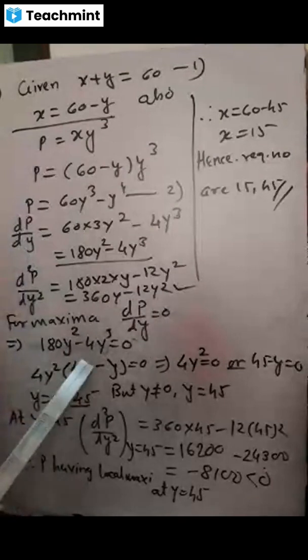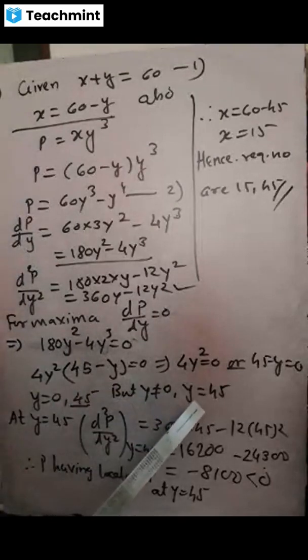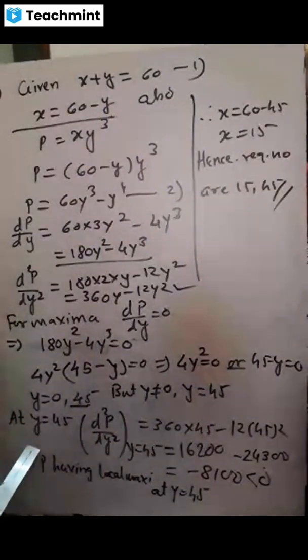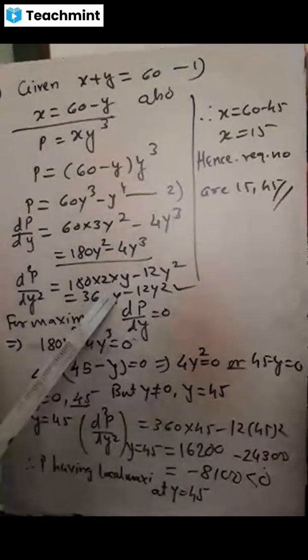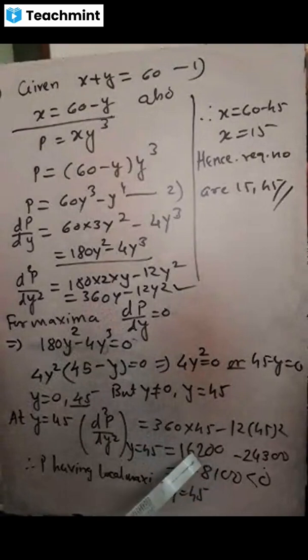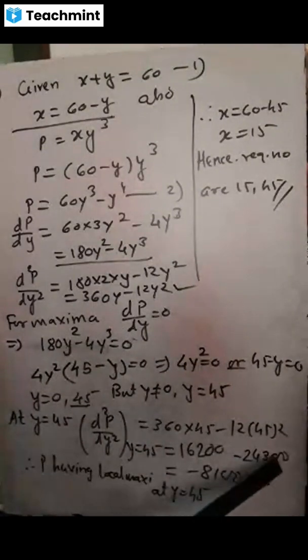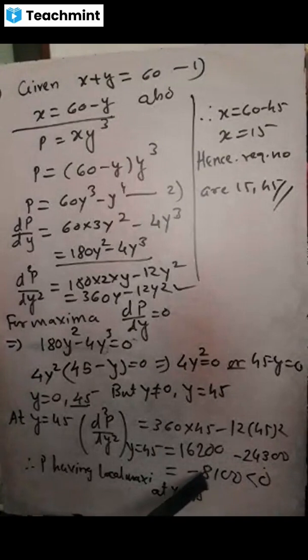Now for maximum we will put dp by dy equal to 0 and, solving further, get the value of y as 45. After getting y as 45, at y equal to 45 we will find d2p by dy square, the second order derivative. Putting here the value of y, we got 16200 minus 24300, which is equal to minus 8100. So this minus value is less than 0, so p has a maximum value at y equal to 45.